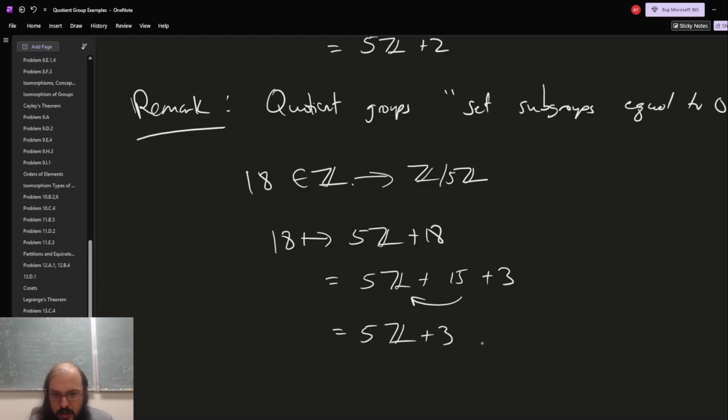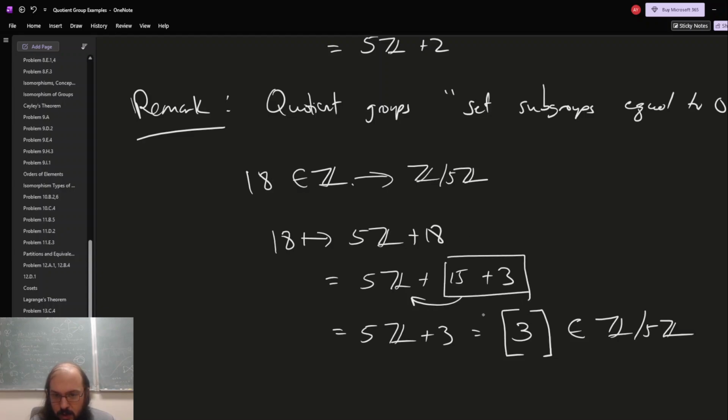You get 5z plus 3, or if you like, this is the equivalence class of 3. And we said we'll write equivalence classes with boxes around them in z mod 5z. And so what happened is the original element, 18, is broken down into its coset part and its sort of non-coset part, if you will. And this is removed. What you get is the equivalence class of this thing is 3 in z mod 5z.